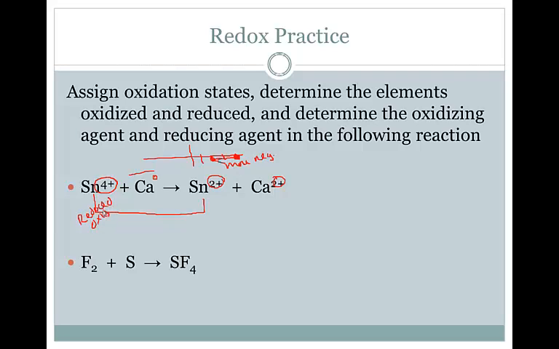Calcium is going from a 0 to a plus 2. 0, 1, 2. It's becoming more positive, meaning it's losing electrons, which means it's being oxidized. Lose electrons, oxidize, which means it's also the reducing agent.